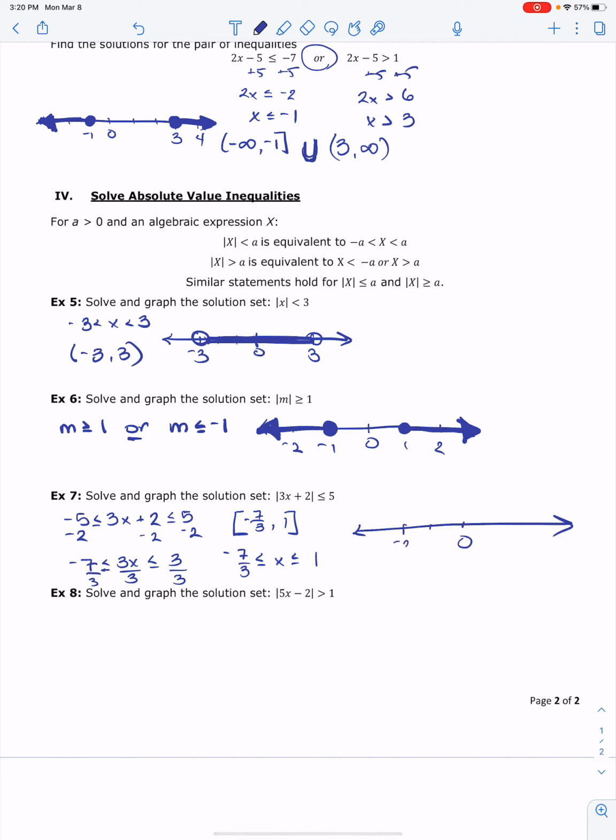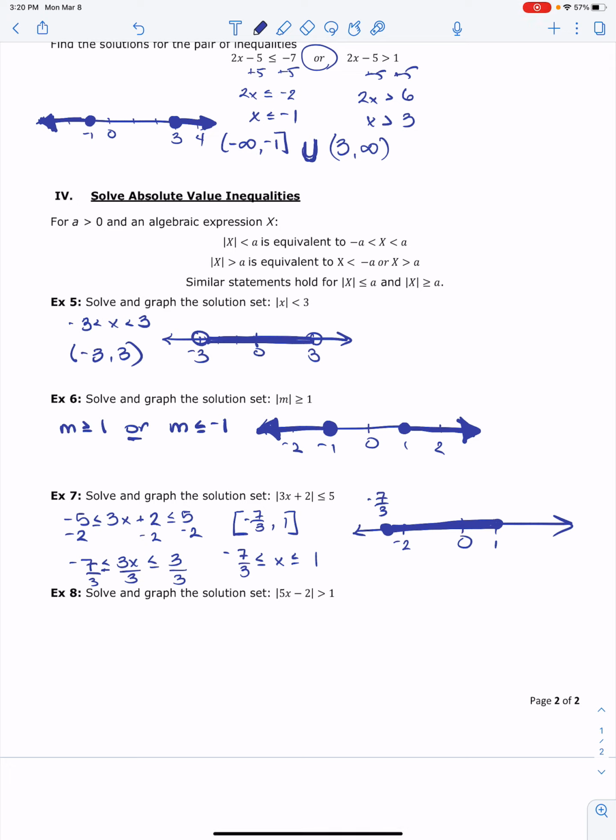On the number line, negative 7/3, we've got a closed circle. Positive 1 is our other closed circle. We want everything in between. Now, if you are unsure if you are shading the right part, it's perfectly acceptable to pick a number, 0, on that interval and plug it in.